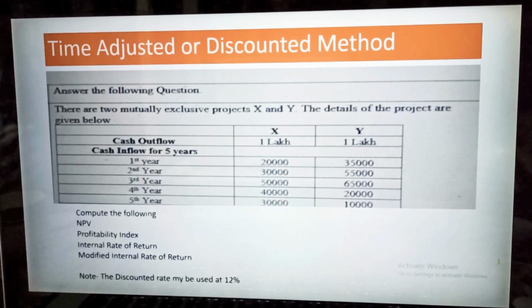Now through this question you have to calculate all this. In this video I am evaluating these projects through net present value, then profitability index, then internal rate of return, then modified internal rate of return. In this question it is said that the discount rate may be used at 12%. So let's come to the net present value.